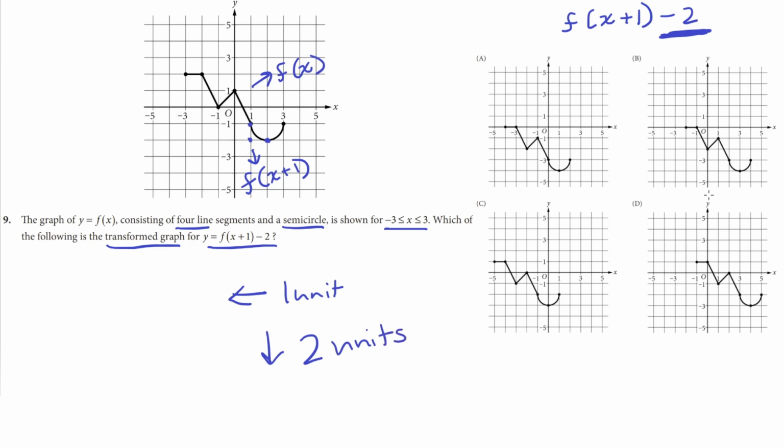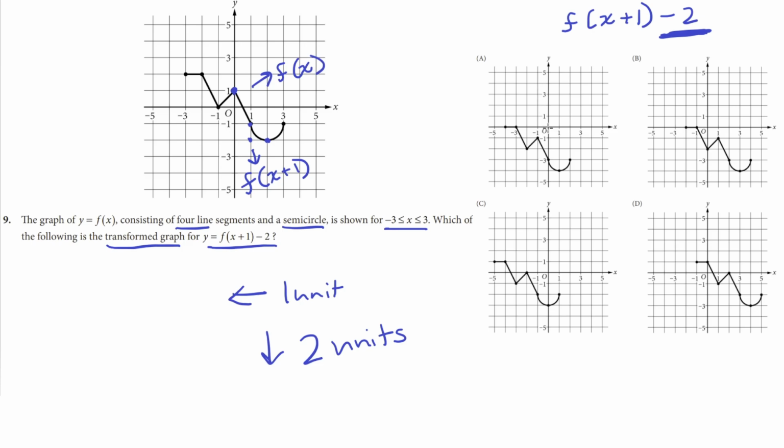So we need to see which one of these graphs has shifted f of x by 1 unit to the left and 2 units down. So let's look at a reference point. Let's look at point 0, 1. Point 0, 1 is the tip of this triangle here, and we need to see that it shifted down 2 units and 1 unit to the left.